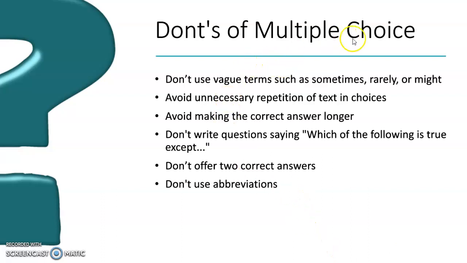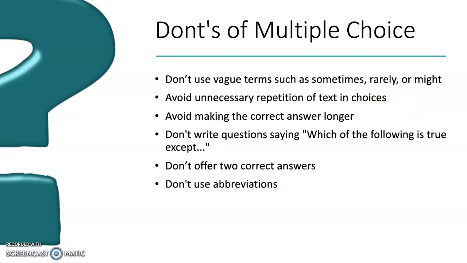Now, the don'ts of multiple choice. Don't use vague terms such as sometimes, rarely, or might, because this is going to throw off all the students and they aren't going to be exactly sure, because it's not a clear explanation, or it's not a clear question, I guess. And then don't use unnecessary repetition of text in choices, because this will confuse the students as well.